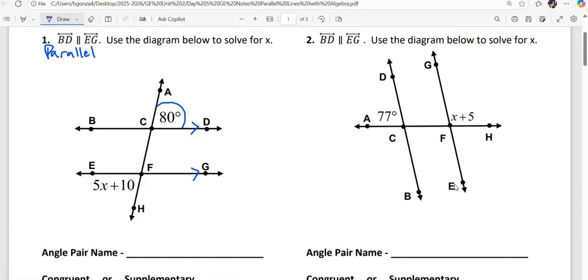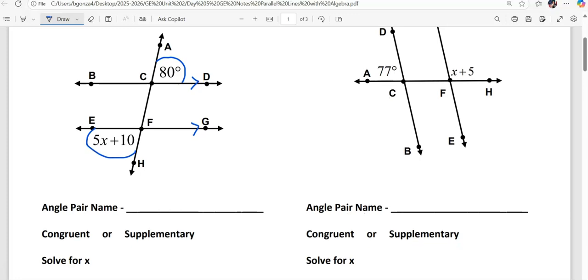EFH and ACD are both acute angles, so let's put an arc on that one too. 80 and 5x plus 10 are the only labeled angles. So here's the question: what is the angle pair name? Are these same side or alternate? Alternate. Are they in or out of the parallels? Out. Above and below. So we're going to call that alternate exterior. Outside, okay?